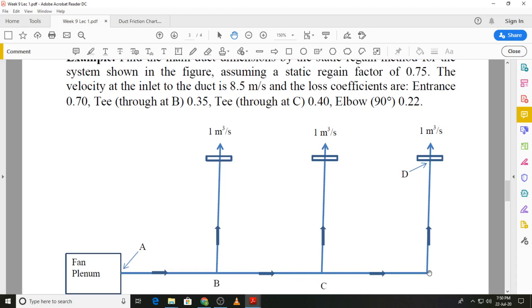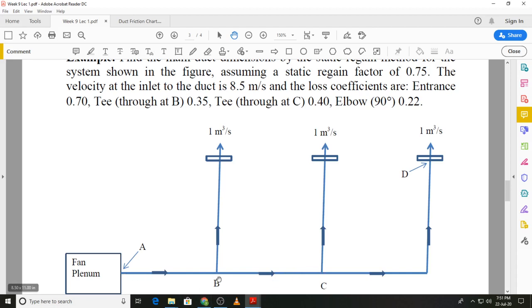So we will apply the static regain method only to this main duct section, that is A to B, B to C, and then C to D. That is all that we will do in this numerical. We have to size these 3 segments by using the static regain method.